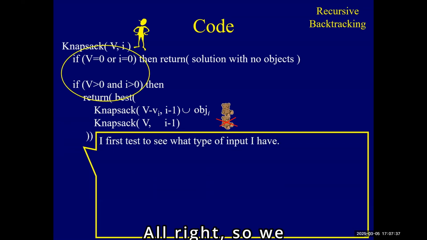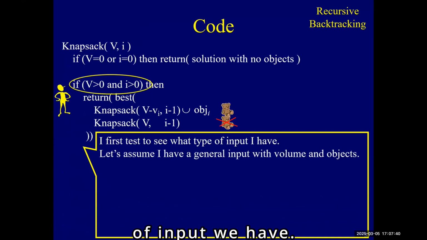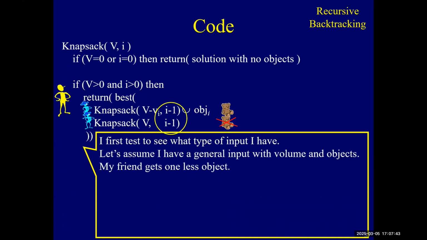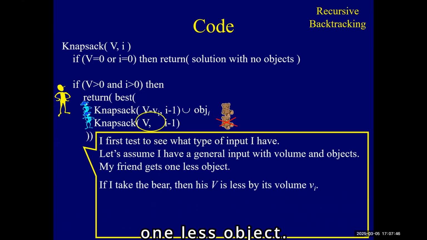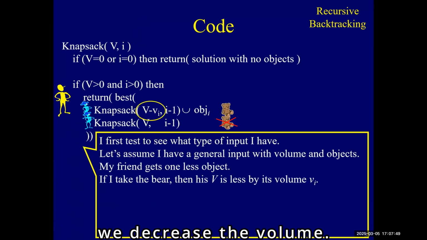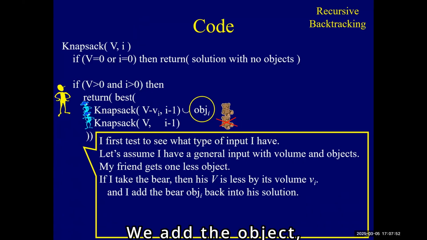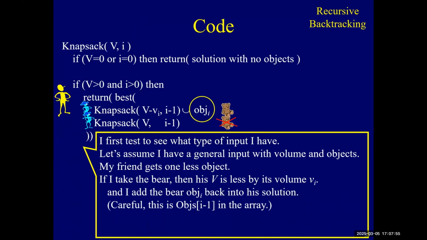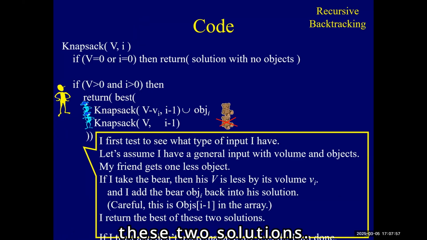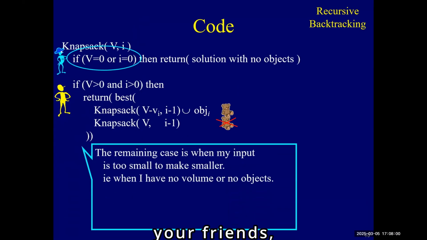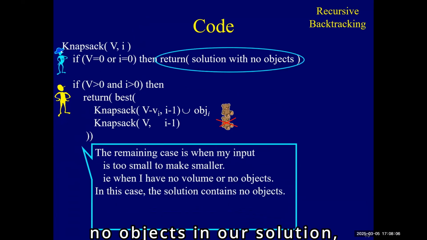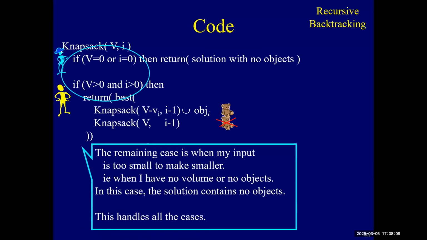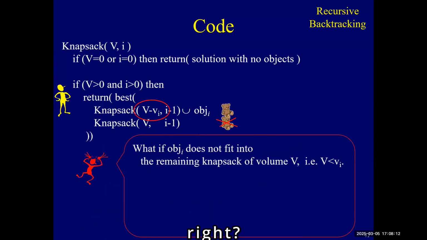Right, so we test what type of input we have. If a general input, my friend gets 1 less object. If we take the bear, we decrease the volume. We add the object, the bear, back in, right? We return the best of these 2 solutions. Don't micromanage your friends, right? If the knapsack's too small, you have no objects, then we don't have any objects in our solution, right? We handle all these cases, right? Everybody get that?